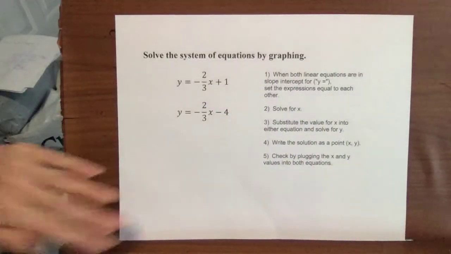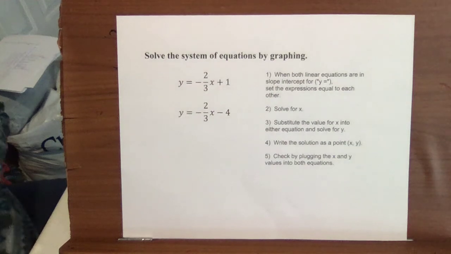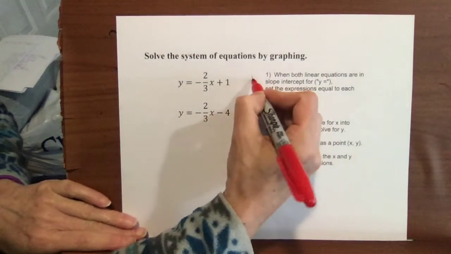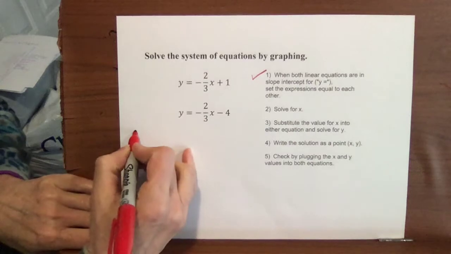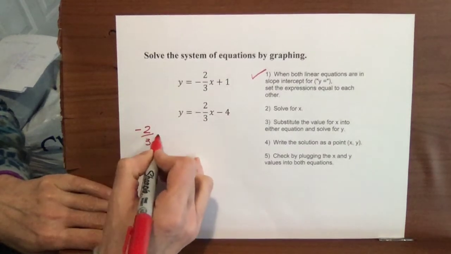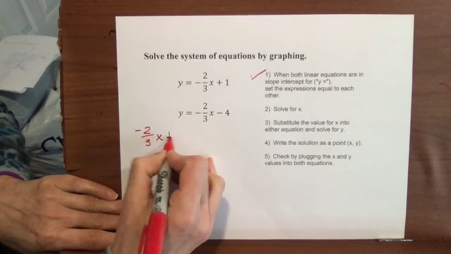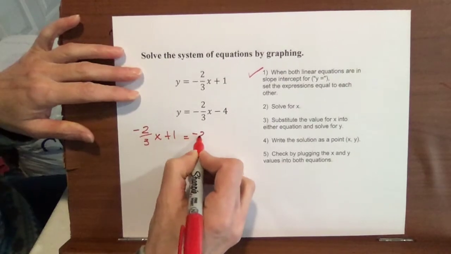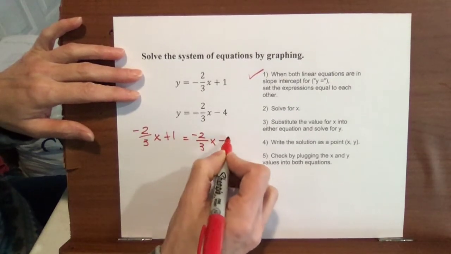All right, so now we have another equation. This is y equals negative 2/3 x plus 1, and y equals negative 2/3 x minus 4. They're both in slope-intercept form, so we're going to set them equal to each other. So negative 2/3 x plus 1 equals negative 2/3 x minus 4.